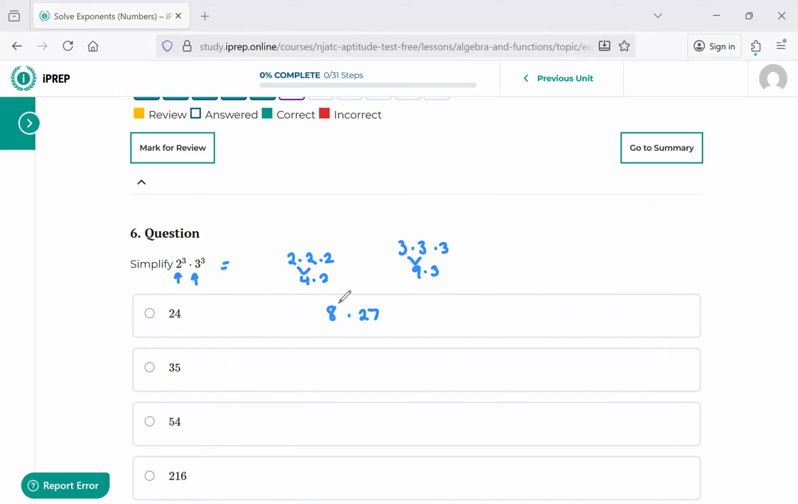What's 8 times 27 without a calculator? So it'd be 27 times 8. 8 times 7 is 56. 8 times 2 is 16, plus 5 is 21. So I get 216.